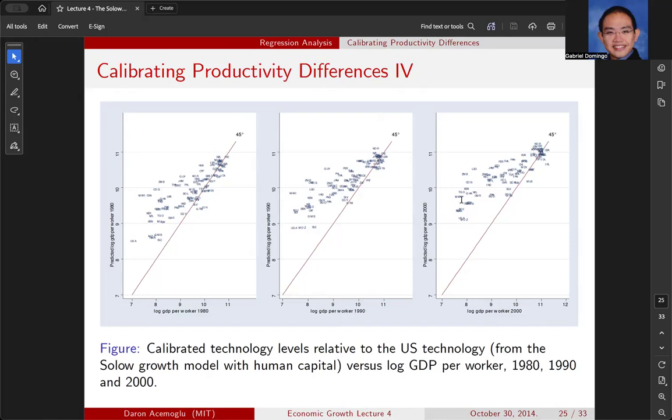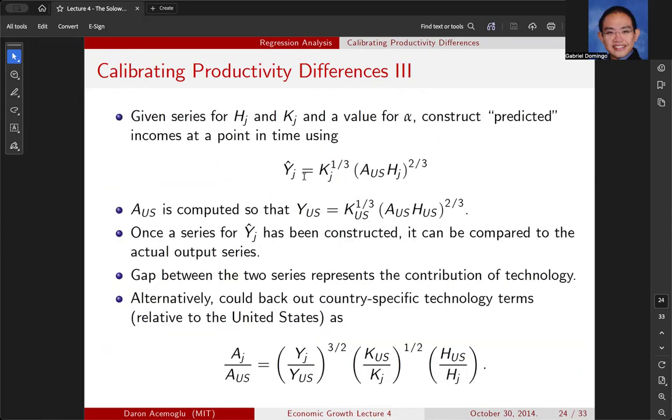And the higher this cloud is tells you that their technology relative to the United States is in fact falling, right? Becoming smaller. Or alternatively, the technology of the United States is growing and leaving these countries behind. So that's what this means, right? Because that's how we constructed the Y hat. The Y hat includes US technology.